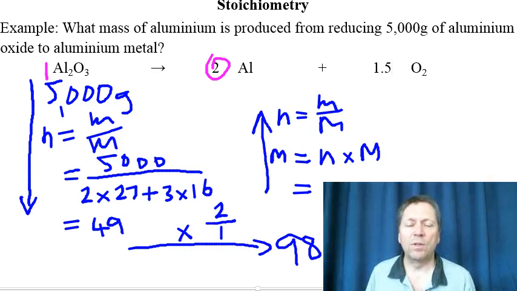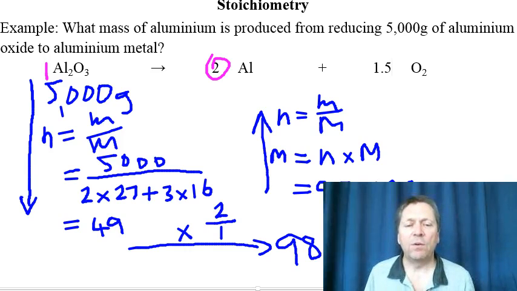We know the number of moles. The number of moles is 98. We just worked that out. We multiply that by the atomic mass of aluminium. That's 27. We get that from the periodic table. And we get an answer of 2,647 grams. Okay, so there's the answer, 2,647.